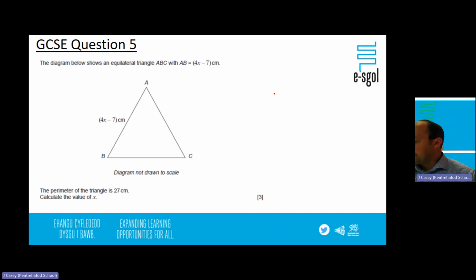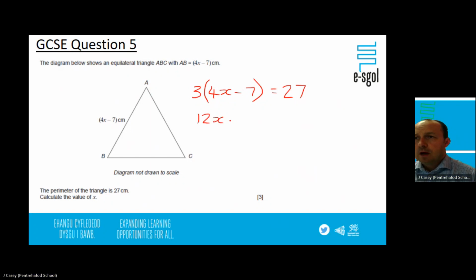Okay, so let's take a look. Now, if one side of this triangle is 4x minus 7, we know it's an equilateral triangle and every side must be the same. Okay, so I'm going to form an equation now. I'm going to do 3 times 4x minus 7, and all of that is equal to 27. Okay, now what I'm going to do is expand the brackets. 3 times 4x is 12x, and then 3 times minus 7 is minus 21, and that is equal to 27.